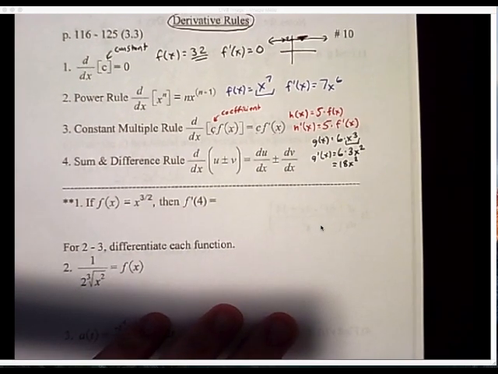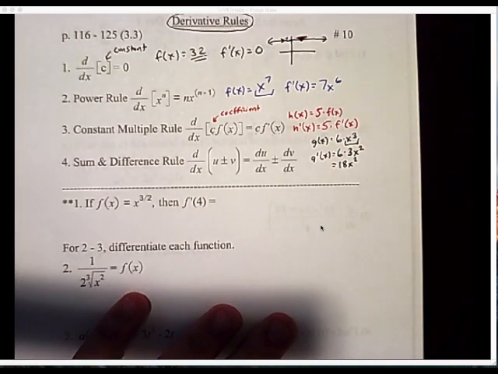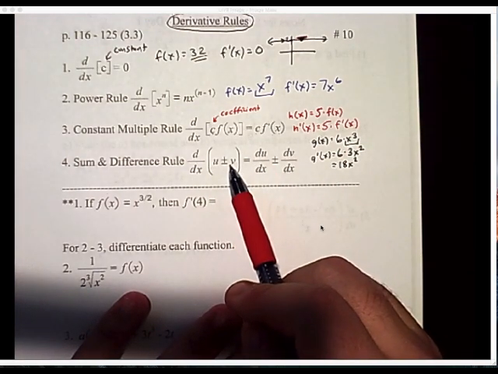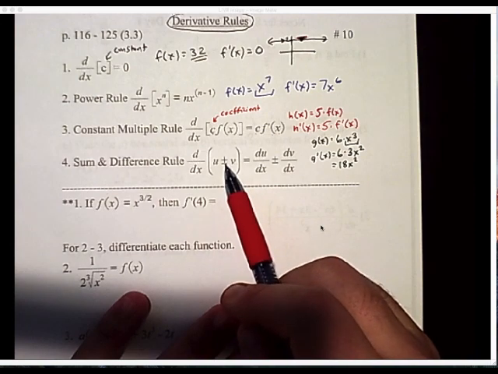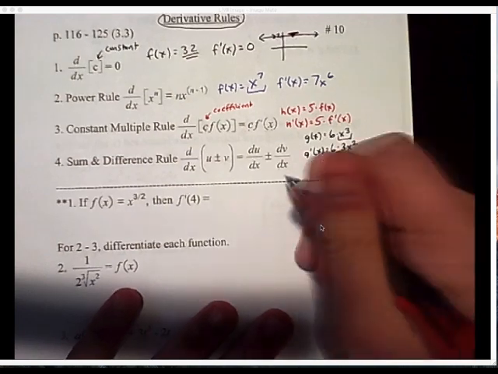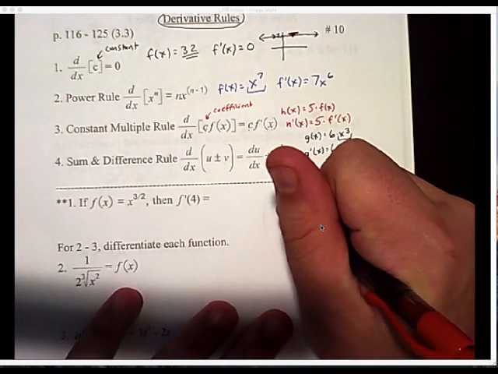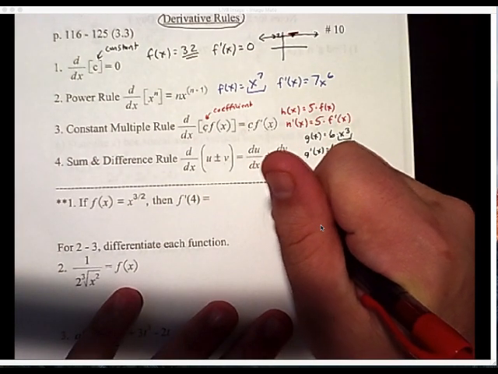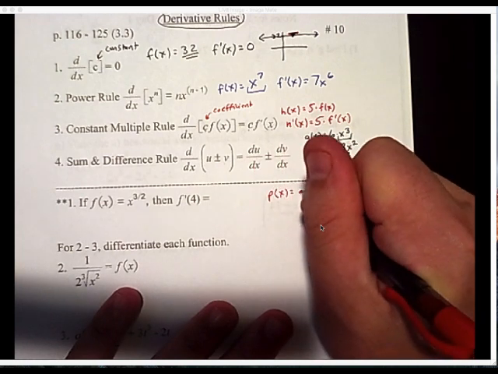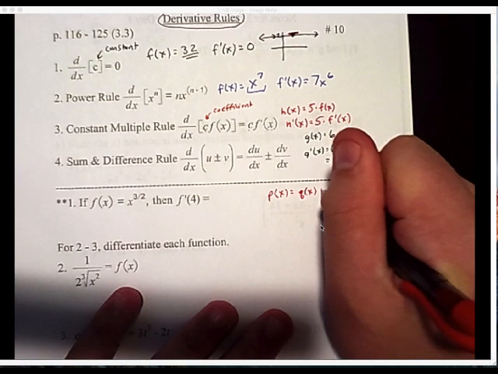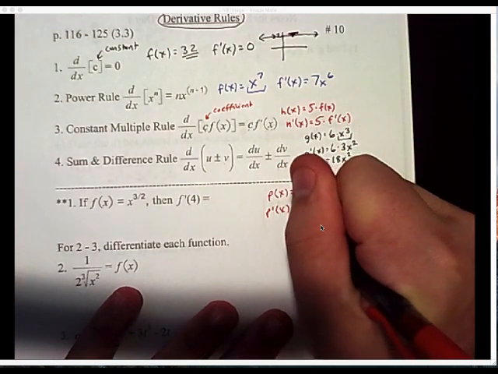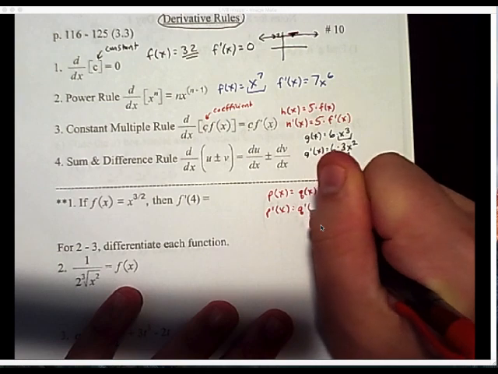Now the sum and difference rule, let me give you an example of that. If you have two different functions or two different pieces, u and v, and you add or subtract them, then you would just take the derivative of each one. So, for example, if p of x equals q of x plus r of x, then p prime of x would equal q prime of x.